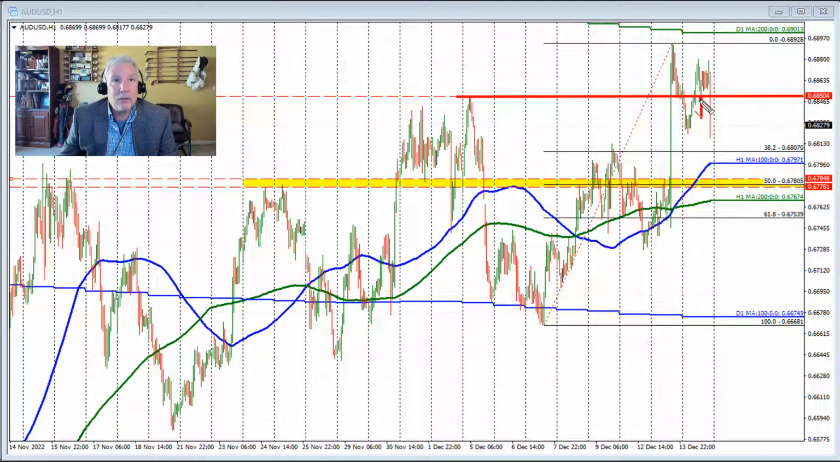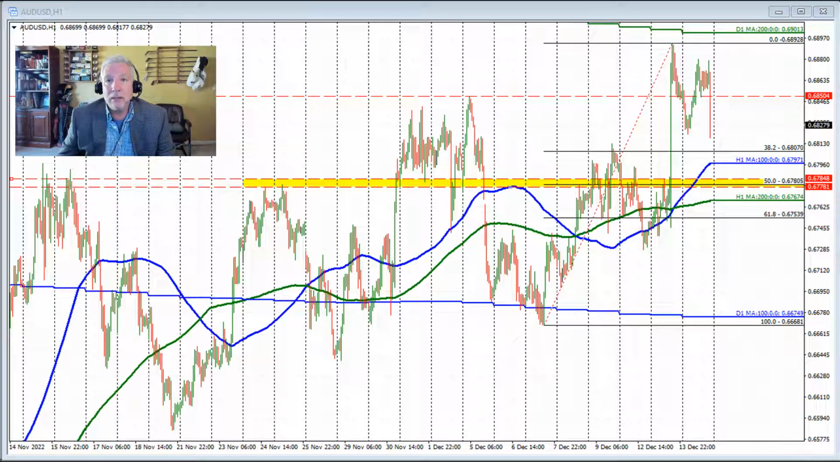So good support there was broken, and this level would need to be broken back on the top side if the buyers are going to take more control in the short term for the Aussie versus US dollar. On the downside, the 38.2% retracement of this move up from this low to this high right here comes in at the 68.07 level, and then we have the 100-hour moving average also in play on the downside on further selling pressure in the Aussie versus US dollar.